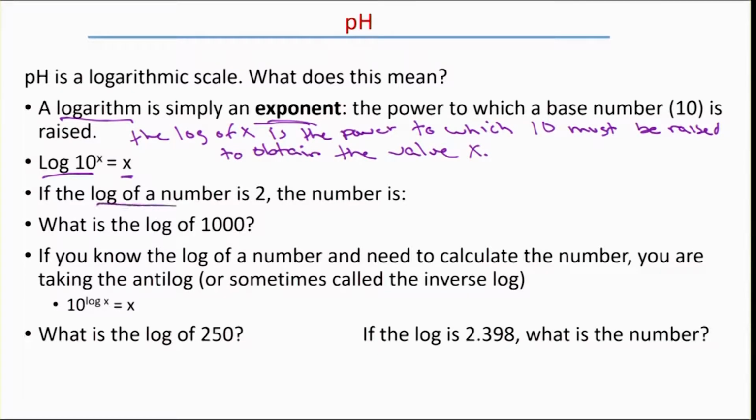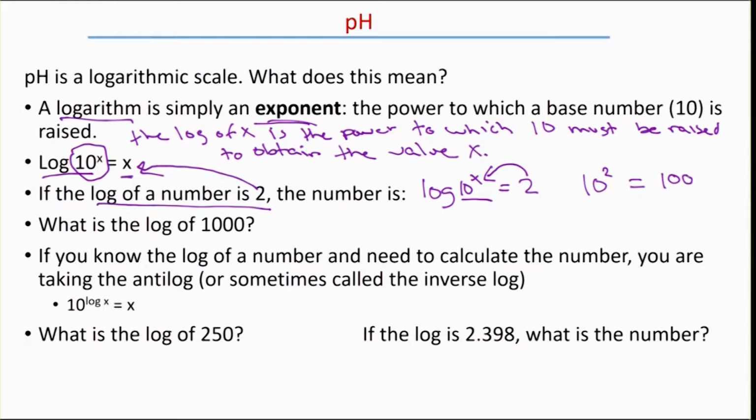All right, let's do an example. If the log of a number is 2, what is the number? So we're saying that 2 is the log of a number. What would be the number? That would be this part right here. The log of something, and that something is 10 to the power here, is 2. That means that 2 is x, so 10 squared, or just 100. So if the log of a number is 2, the number is 10 squared, which is 100.